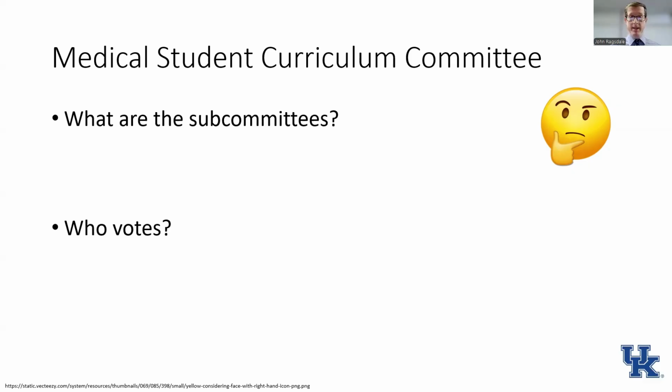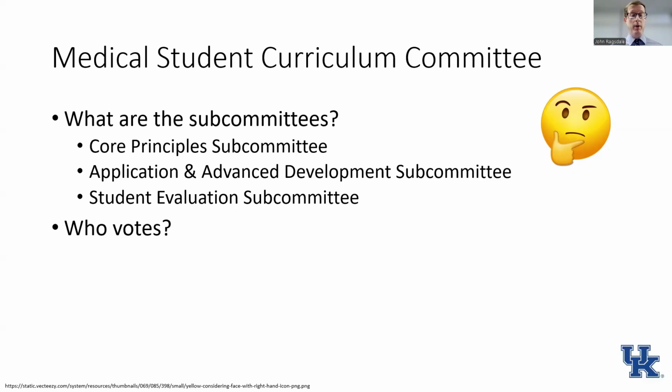What are the subcommittees that the curriculum committee breaks out into? We have three. We have a core principles subcommittee that deals with first and second year courses, the core principles phase. We have the application advanced development subcommittee that deals with those two phases, so third and fourth year. And then we have a student evaluation subcommittee that provides a student perspective about courses and clerkships.